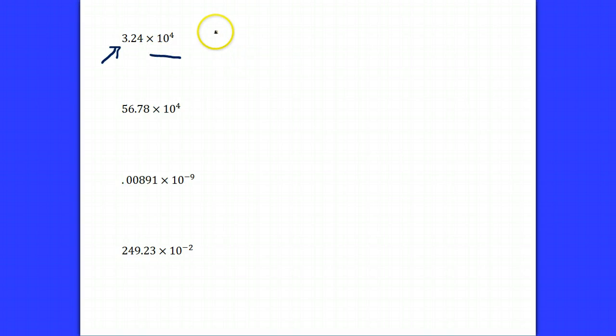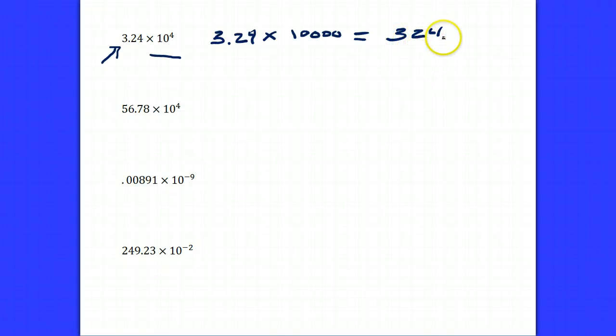This is actually the same as writing 3.24 times 10 to the 1, 2, 3, 4, which is then equal to 3, 2, 4, 1, 2, 3, 4. So this is just another way of writing 32,400.